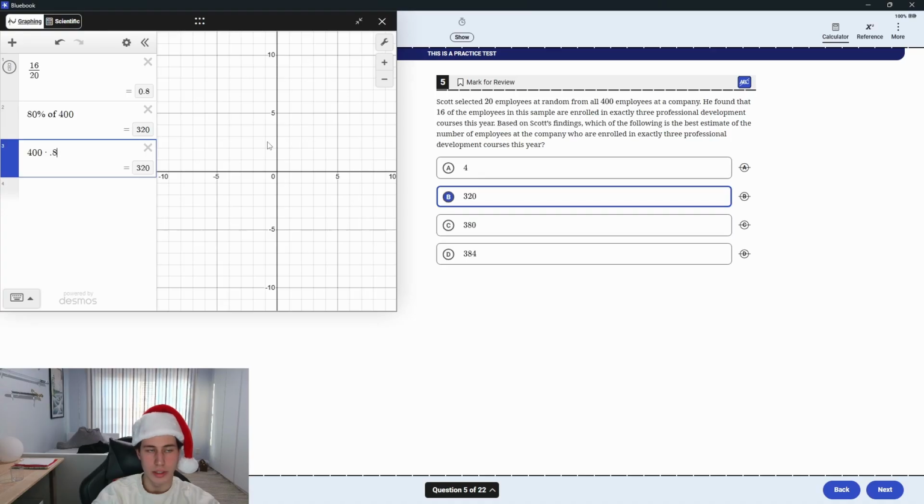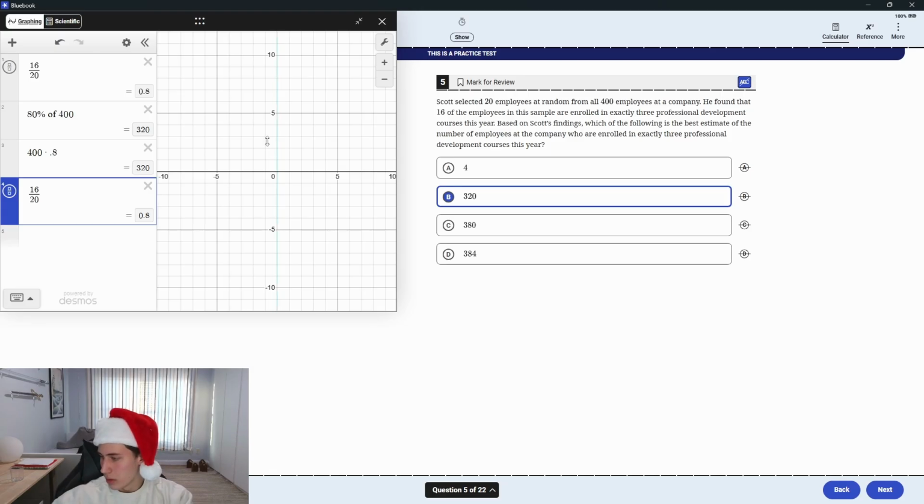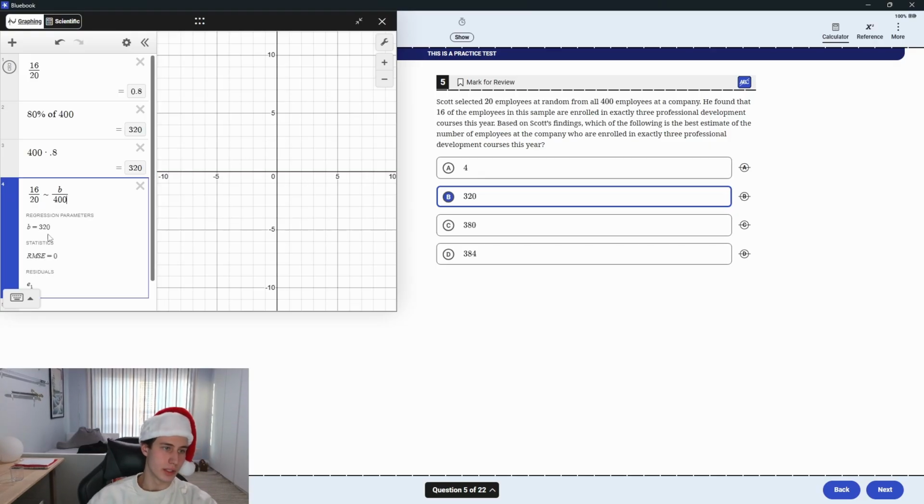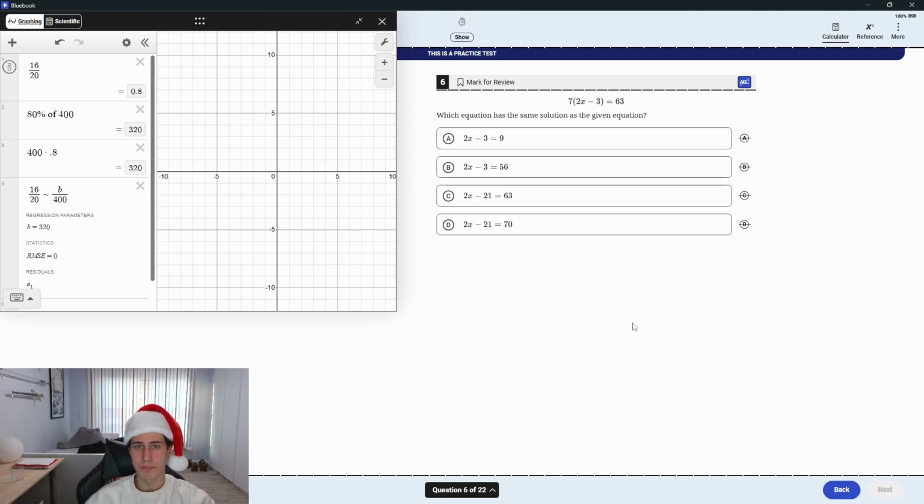Or in this case, you could just do 400 times 0.8, and you get 320. Or if you wanted to use regression, you could do this. And then do, say, b, for example, over 400. And b is 320. So this is saying that 16 over 20 is b over 400, and it pretty much guesses the best value for b. And in this case, b is 320.